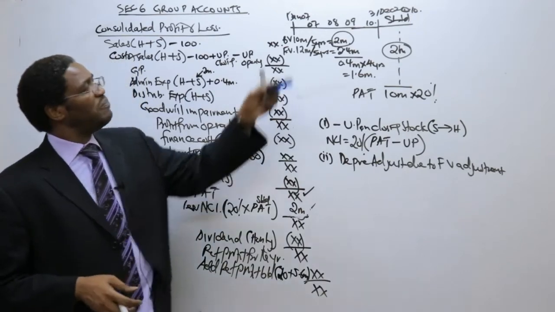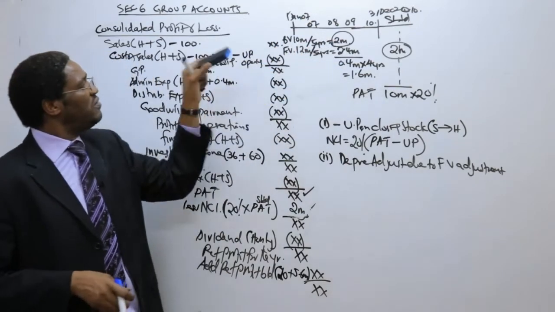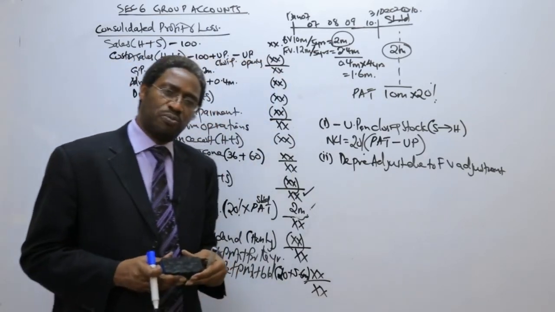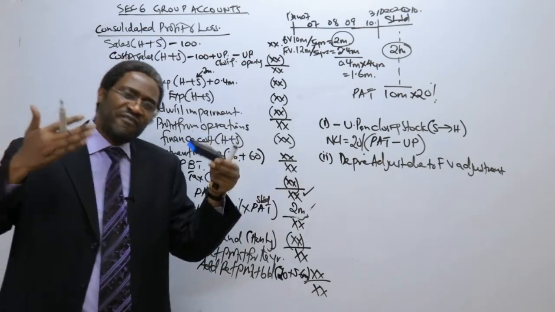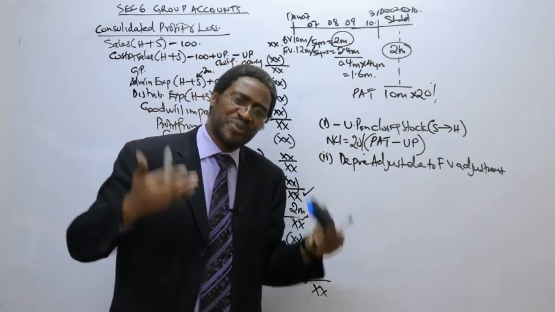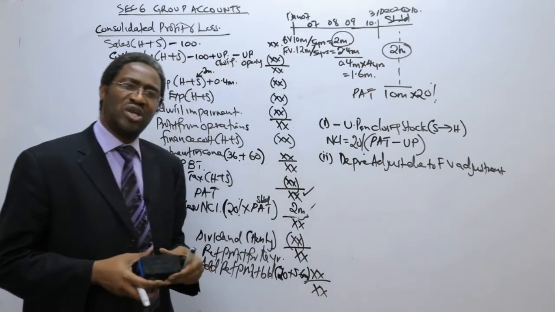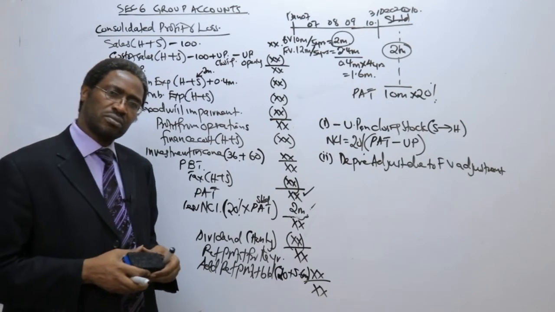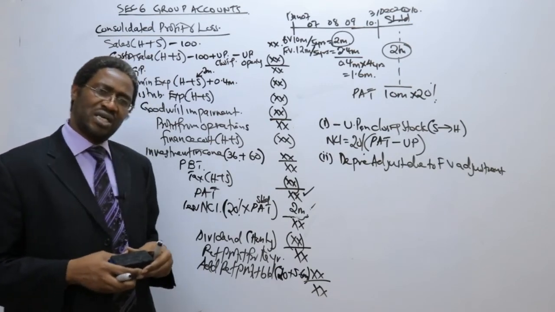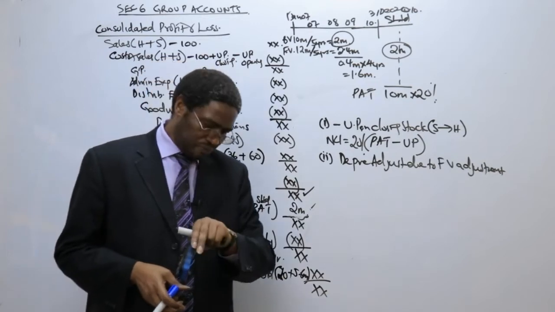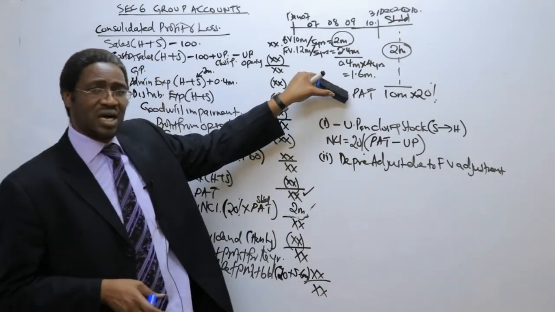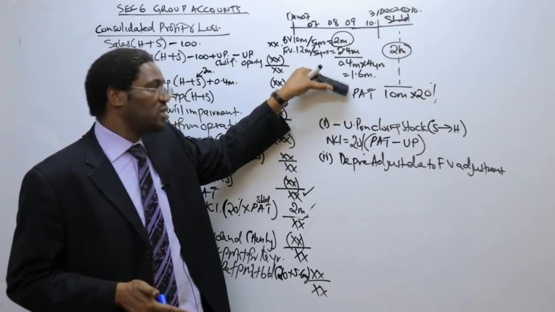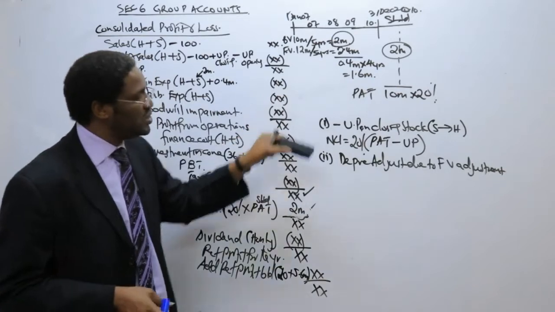Of course, they have been undercasting expenses. And every year they were undercasting expenses by 0.4 million. What is the effect of expenses being undercasted? When expenses are undercasted, automatically profit is overcasted.